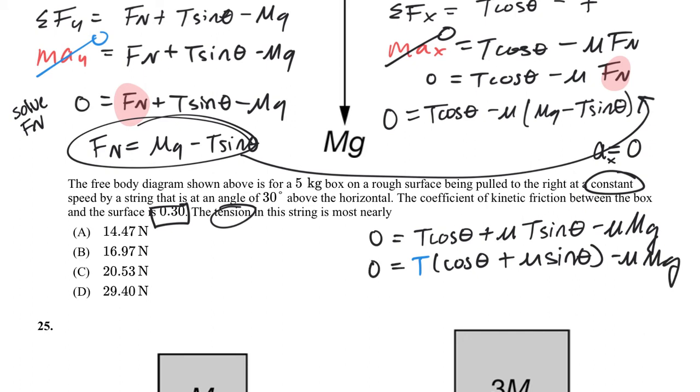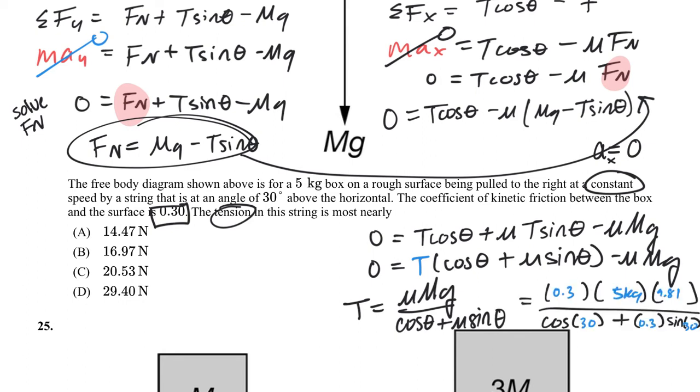Then we're going to add mu mg onto both sides. I'm doing quick algebra. Whenever you algebra it out, it should be cosine theta plus mu sine theta. So this is the algebraic equation that you should have. What you should get is 0.3 times 5 times 9.81 over cosine of 30 plus 0.3 times sine of 30, and you should get 14.47 as your answer. So it's going to be A, 14.47 newtons.